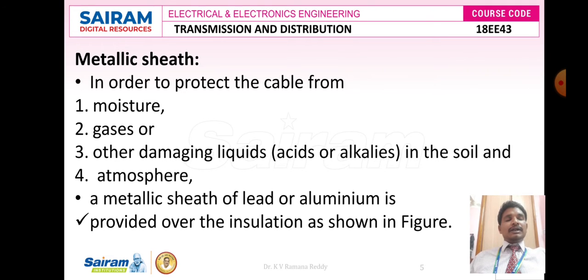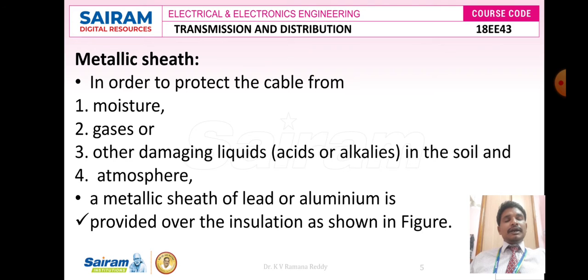Next one, metallic sheath. So what is meant by metallic sheath here? Metallic sheath is also simply called a lead sheath. It is generally preferred to protect the cable from moisture, gases or other damaging liquids like acids or alkalis which are in the soil, and also from the atmosphere.